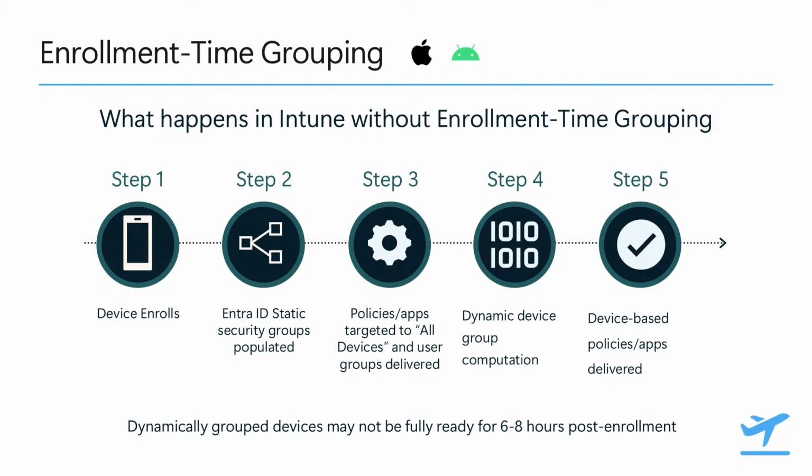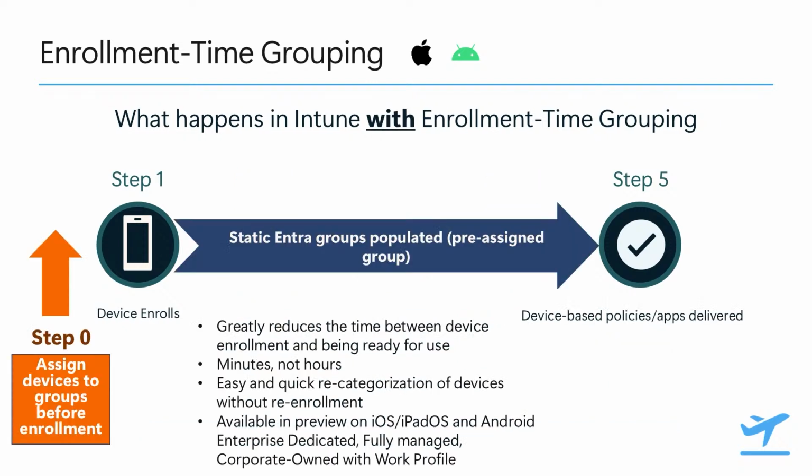So this is a lot of steps, and every single one of these steps introduces some amount of latency just because of the way services work. As a result, dynamically grouped devices might not be fully ready for a user for up to 6 to 8 hours post-enrollment. With enrollment time grouping, we basically skip all of those steps in the middle. What happens instead is that at the beginning, you assign devices to groups before the enrollment even happens. So you predefine which devices should go into which groups.